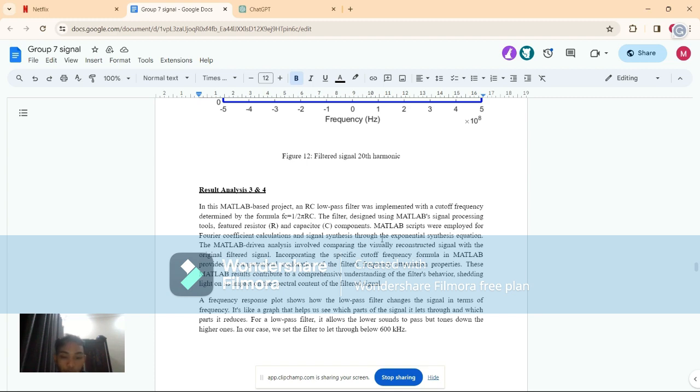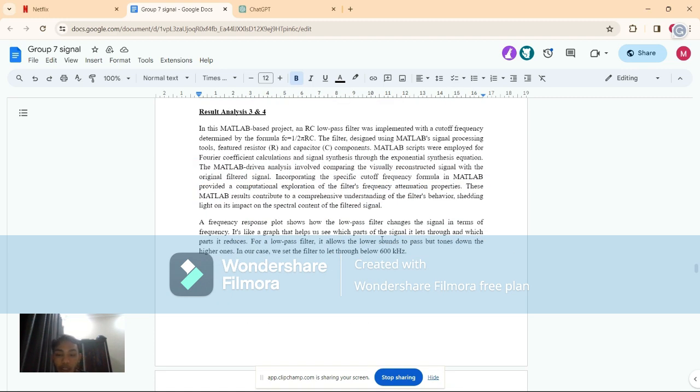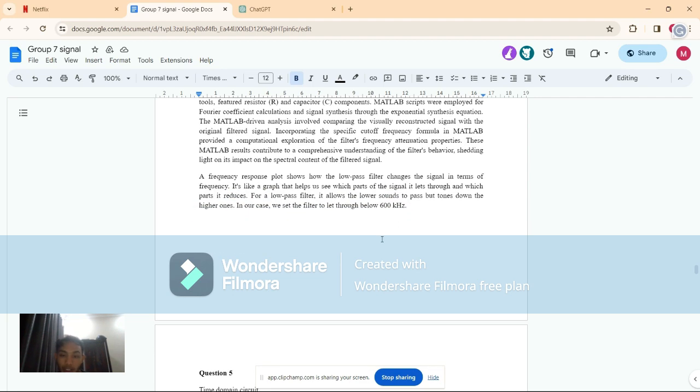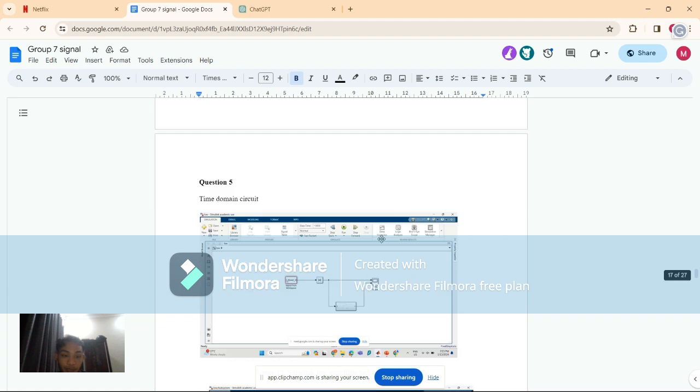A frequency response plot shows how the low pass filter changes the signal in terms of frequency. It is a graph that helps us see which part of the signal passes through and which part it reduces. A low pass filter allows the lower frequencies to pass but tones down the higher ones. In our case, we set the filter to let through frequencies below 600 kHz.